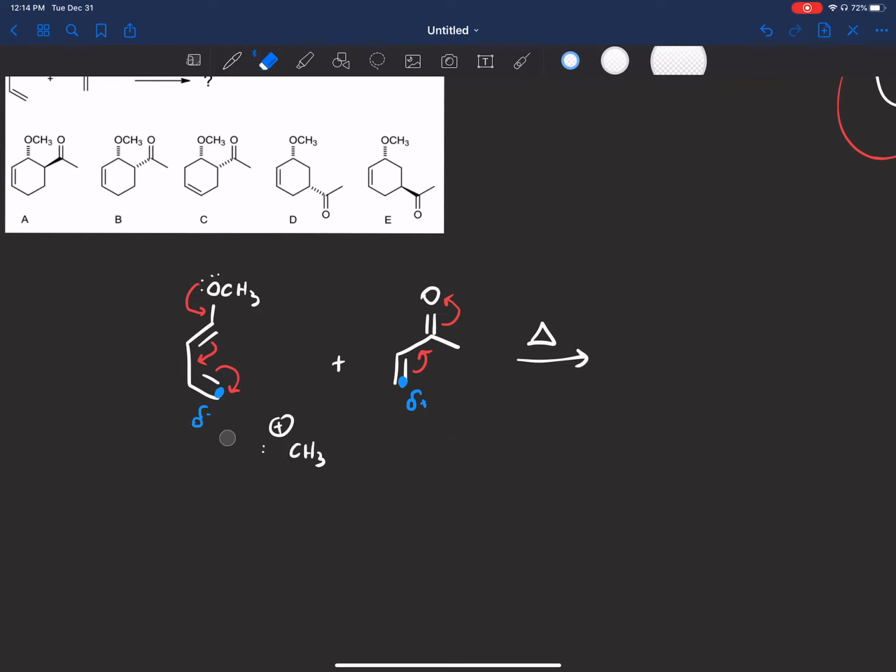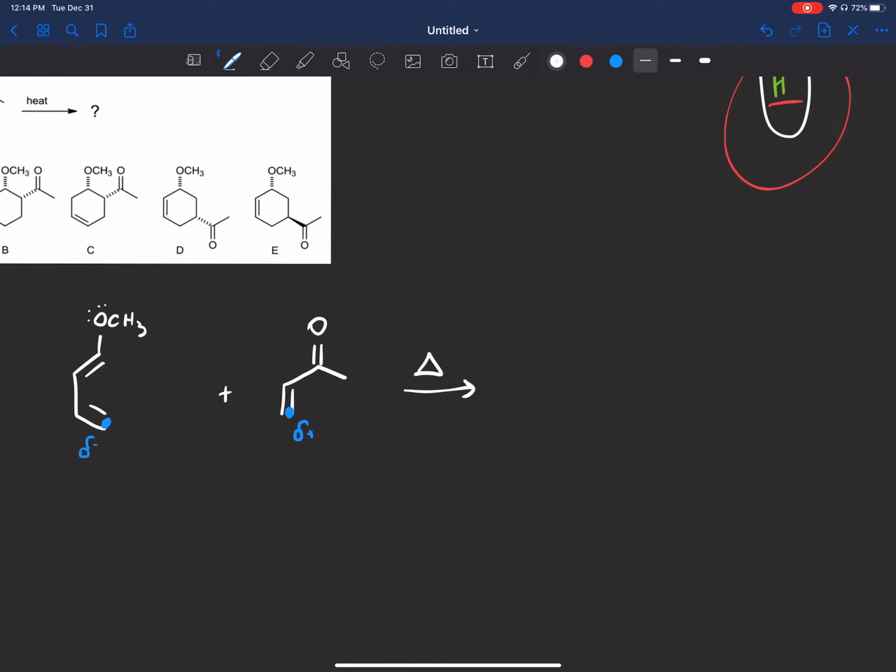All right, so let's erase these resonance structures. Now we know where everything is supposed to go. Okay, and so we want to connect that negative to that positive. All right, and so let's draw our 6-membered ring.